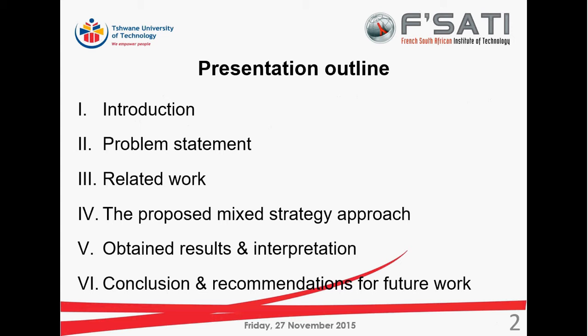In terms of the presentation outline, I'll quickly give a brief introduction before I present the problem statement and speak a bit about the work related to our project. Then I'll present our proposed mixed strategy approach. After that, I will discuss the obtained results and give their interpretation. And finally, I will conclude and provide recommendations for future work.